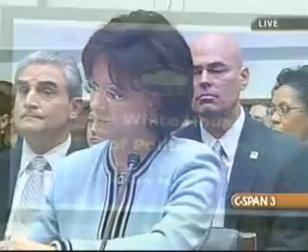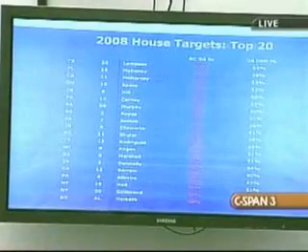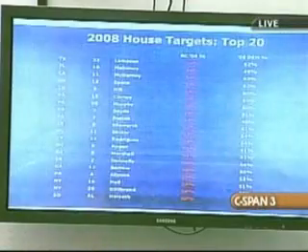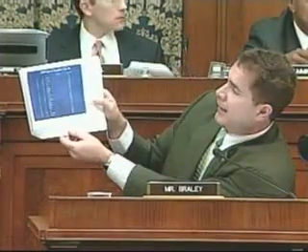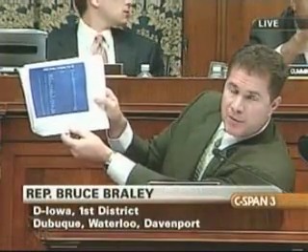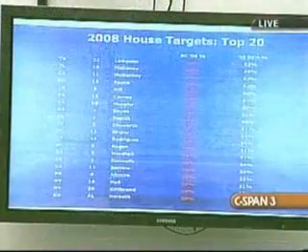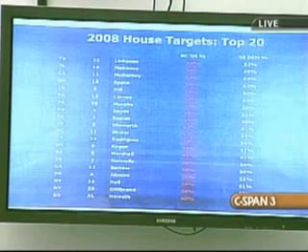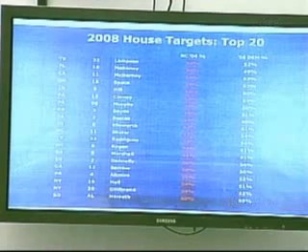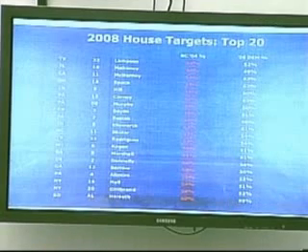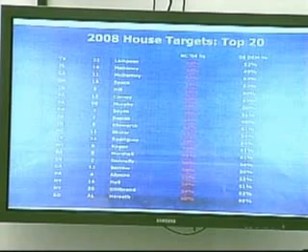And then let's look at slide 578. This is a slide that has at the top 2008 House targets, top 20. Do you see that? I do. And there can be no dispute from the content of this slide that this slide is depicting Republican targets that identify Democratic seats that are vulnerable in 2006. Isn't that what it says? I'm reading, it says House targets top 20. 2008, not 2006. Yes. Okay.